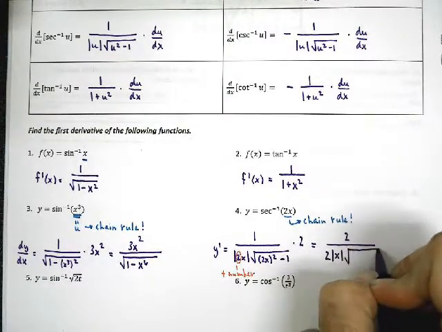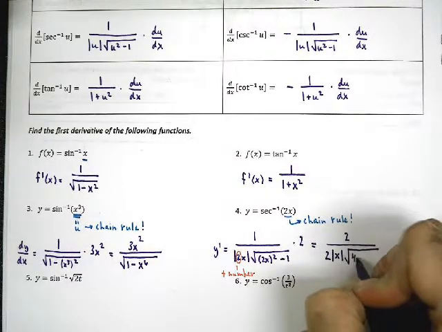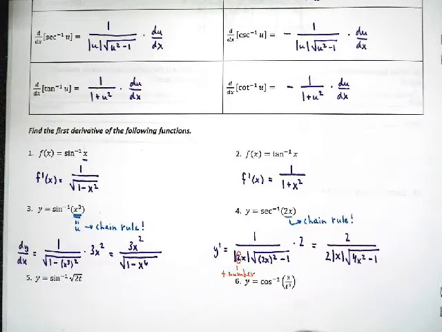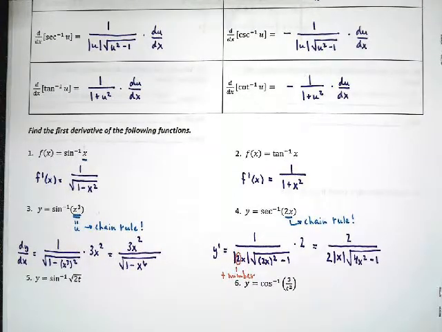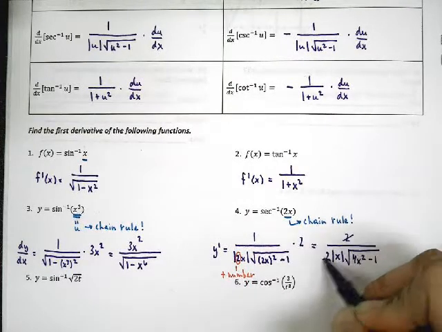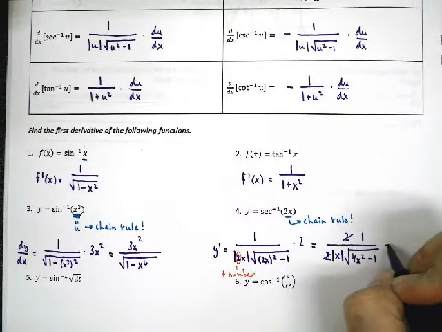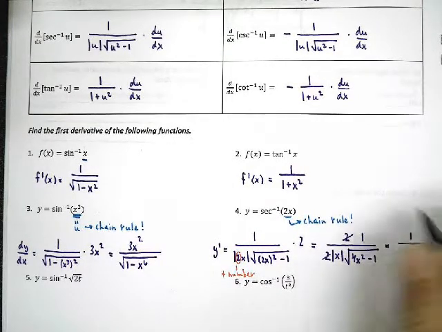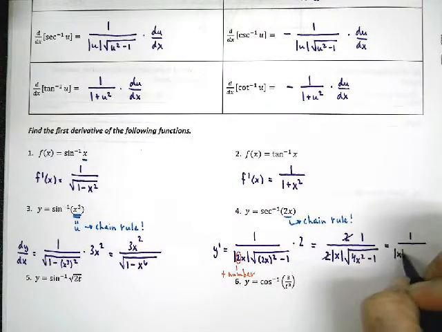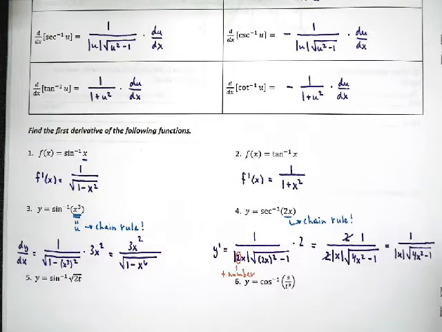And then I'm going to go ahead and simplify what's under the radical. Quantity of 2x squared is going to be 4x squared minus 1. And now that I've pulled this 2 out, I can cancel these, so I'm just left with a 1 in my numerator. So my final answer is 1 over the absolute value of x times the square root of 4x squared minus 1.